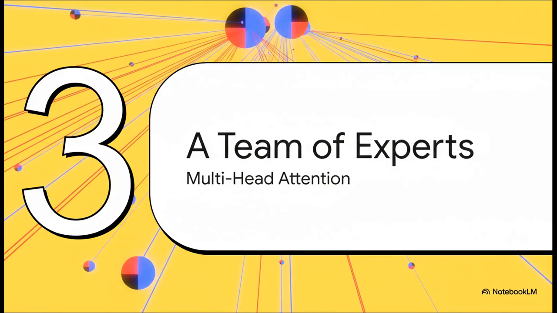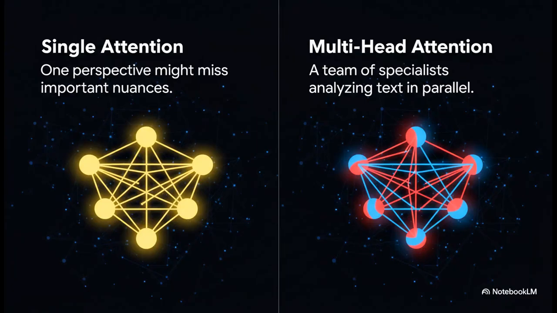But what happens when a sentence is way more complicated? What if a single point of view just isn't enough to figure it out? Well, that's where this system gets a serious upgrade. Instead of just relying on one attention calculation, the really powerful models use something called multi-head attention. You can think of this like having a whole team of specialists, all reading the sentence at the same time, but each one is looking for something different.